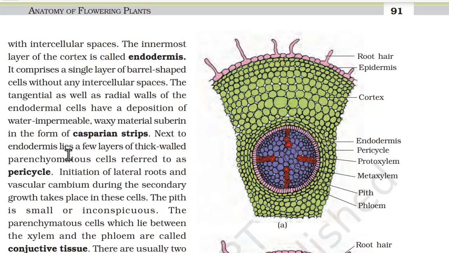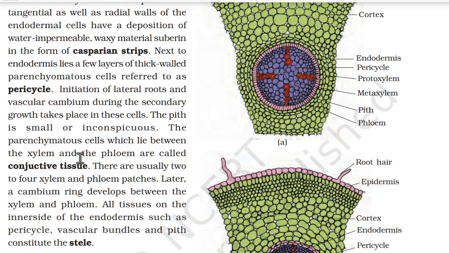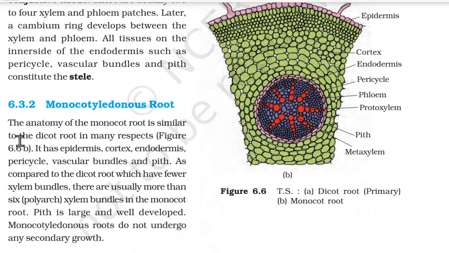Next to the endodermis lie a few layers of thick-walled parenchymatous cells referred to as pericycle. Initiation of lateral roots and vascular cambium during secondary growth takes place in these cells. The pith is small or inconspicuous. The parenchymatous cells which lie between the xylem and phloem are called conjunctive tissue. There are usually 2 to 4 xylem and phloem patches. Later, a cambial ring develops between the xylem and phloem. All the tissues on the inner side of endodermis such as pericycle, vascular bundles, and pith constitute the stele.